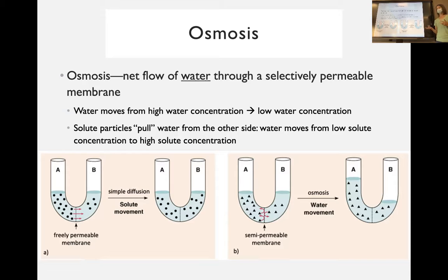But essentially it's still diffusion. It's diffusion of water particles. Water is moving from where there's a lot of it to where there's less of it, if you think of water as individual molecules trying to spread out from each other. On this side of the tube, there's a lot more water than on this side, even though the levels are the same.